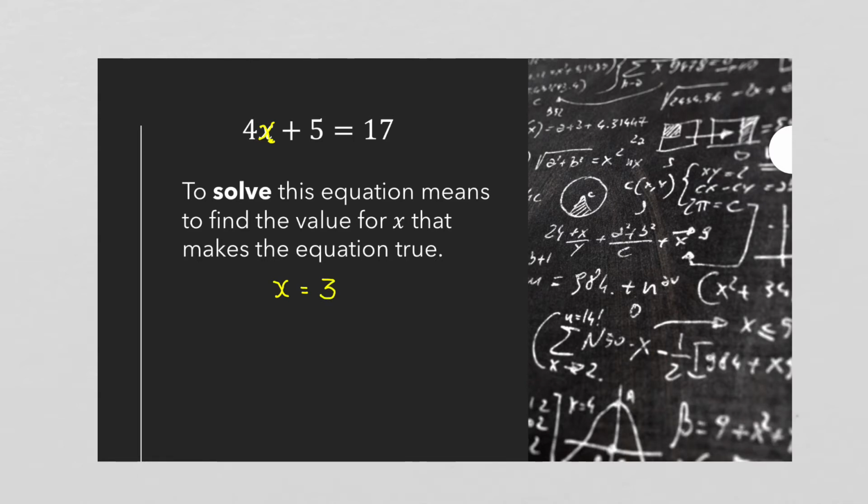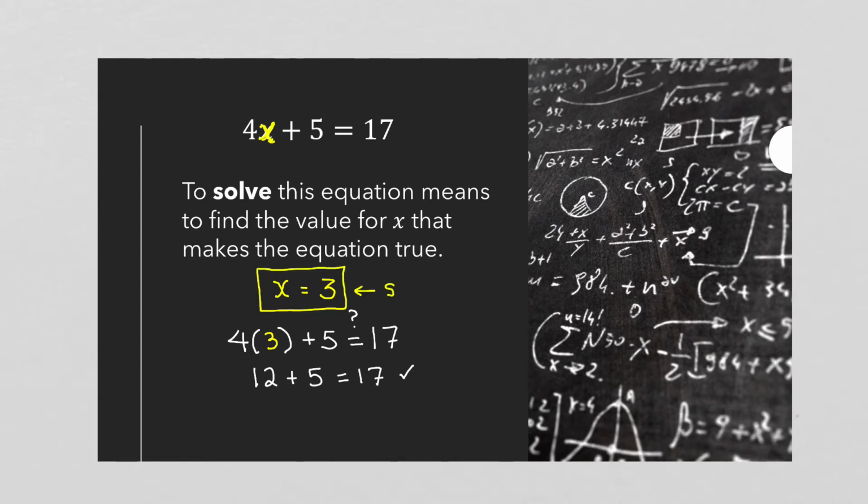What do you think? If we take 4 times 3 plus 5, do we get 17? Let's check. 4 times, and instead of x, we're going to replace with 3. 4 times 3 plus 5, does that equal 17? 4 times 3 is 12. And 12 plus 5 is in fact 17. That's a true statement. And that means that we have solved the equation. We call x = 3 the solution to this equation.